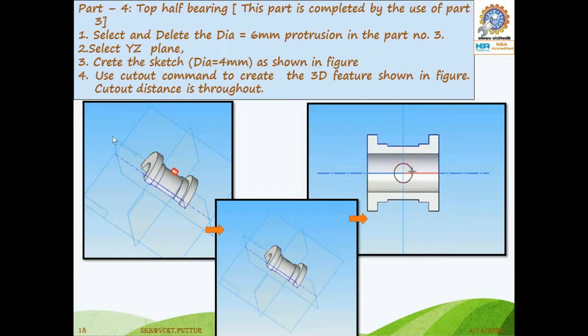Then select the circle command and draw a circle of diameter 4 mm exactly at the center, which you can see in the drawing. Diameter is 4 mm. Then using the cutout command, move the cursor in the upward direction, or give a through cutout, so that you get a 4 mm diameter hole. That is mainly used for lubrication purposes.